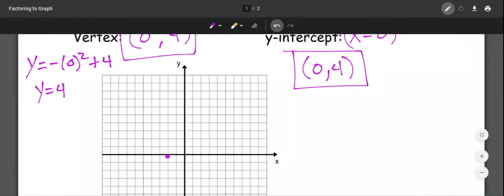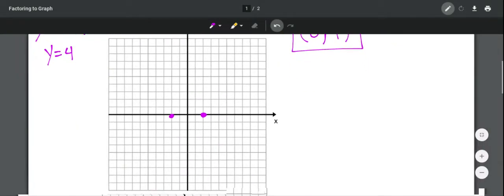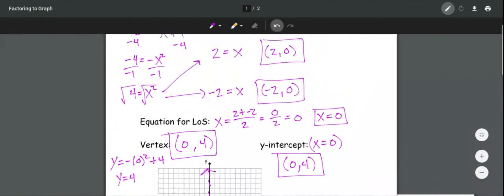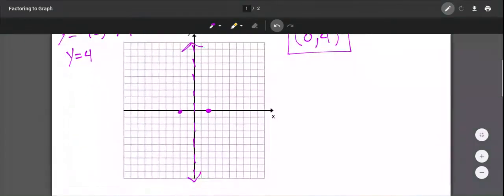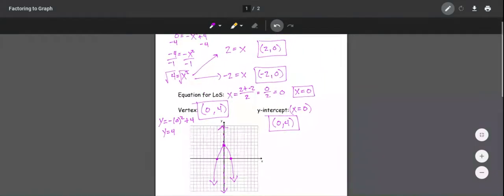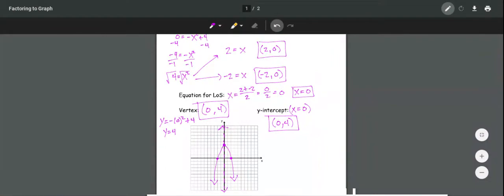So, negative 2 and 2 are your two x-intercepts. And then I graph my line of symmetry. And then my vertex, sorry. So vertex is 1, 2, 3, 4, which is also your y-intercept. So there's my graph for this one. So I found all the pieces. The pieces were just the same. The vertex and y-intercept were the same.